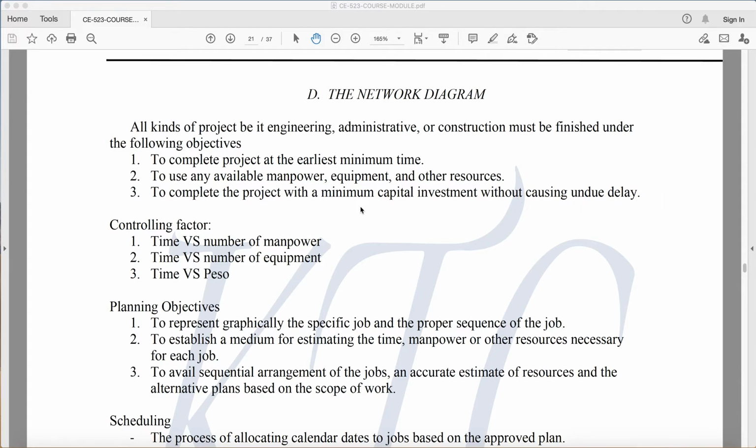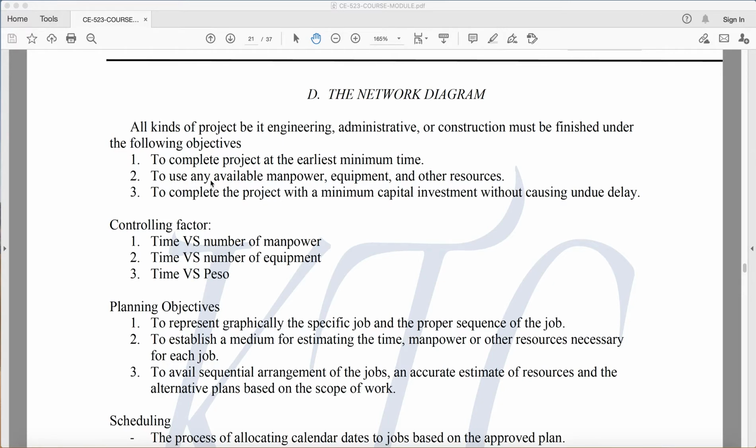Okay, so why are these our objectives? Number one, to complete the project at the earliest minimum time, because we do not want to waste time. If we are wasting time, therefore we are wasting resources. If we are wasting time, we are delaying the project. And if we are delaying the project, like what we have said, we are wasting money.